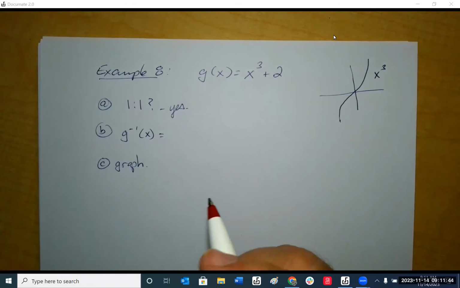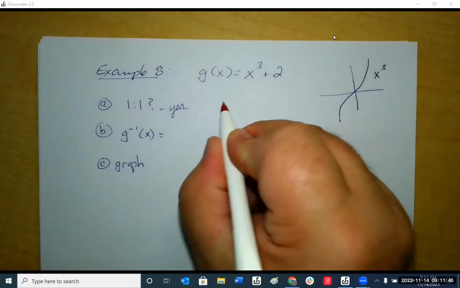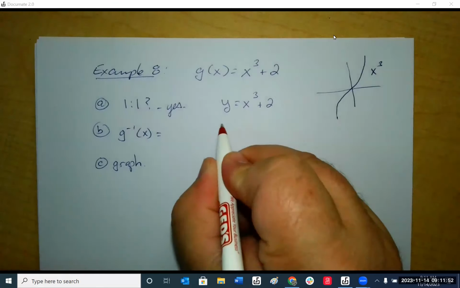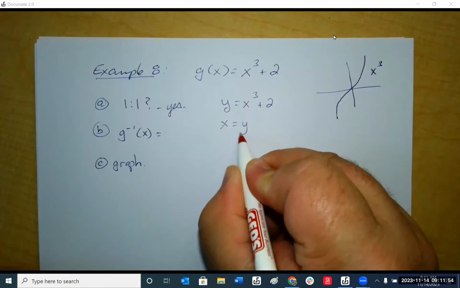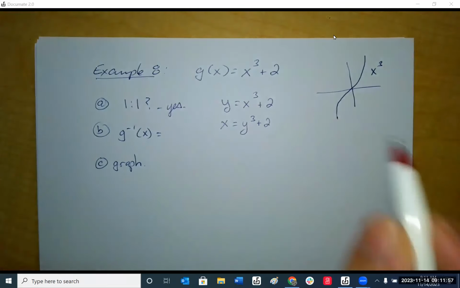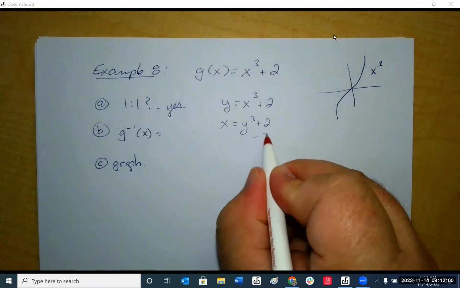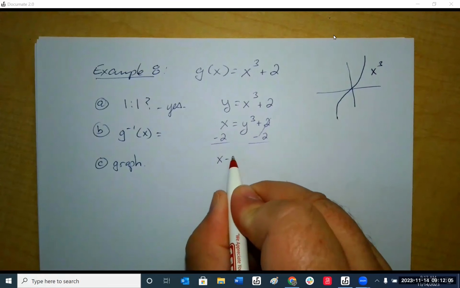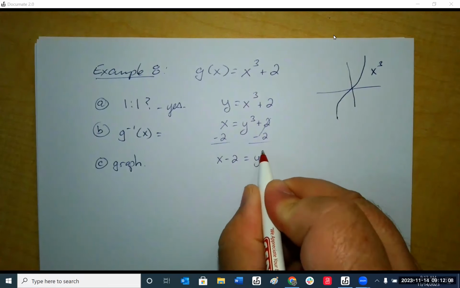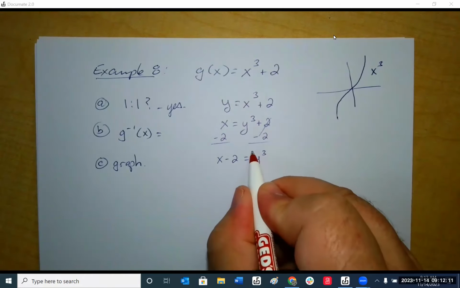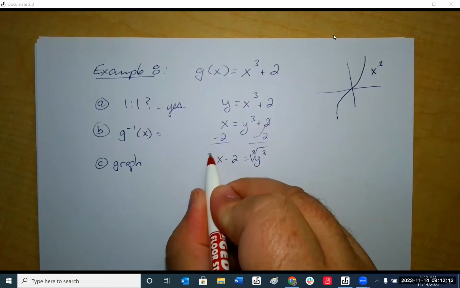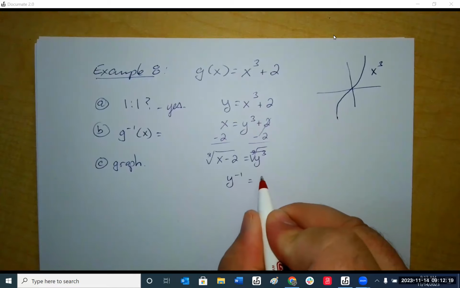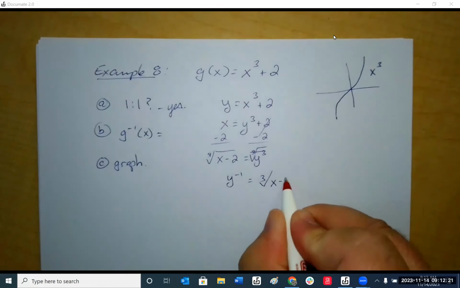Let's find the inverse. Switch x and y first, and take the cube root. So the inverse is actually the cube root of x minus 2.